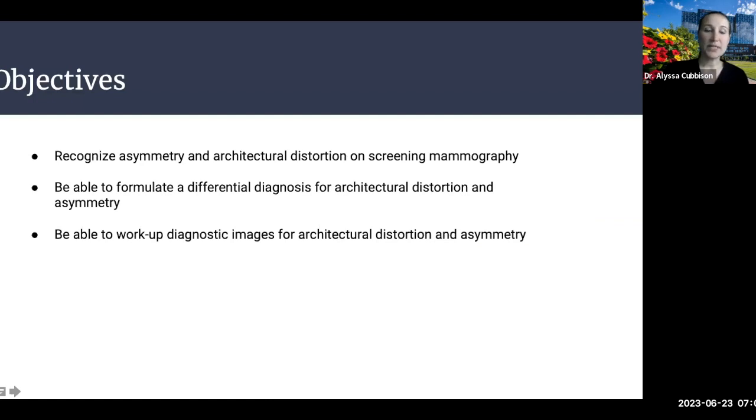Some objectives for today: we're hopefully going to be able to recognize the different types of asymmetries as well as architectural distortion on a mammogram. Hopefully be able to formulate a differential diagnosis for both asymmetries and architectural distortion. And then be able to work up diagnostic images when we do come across these findings.